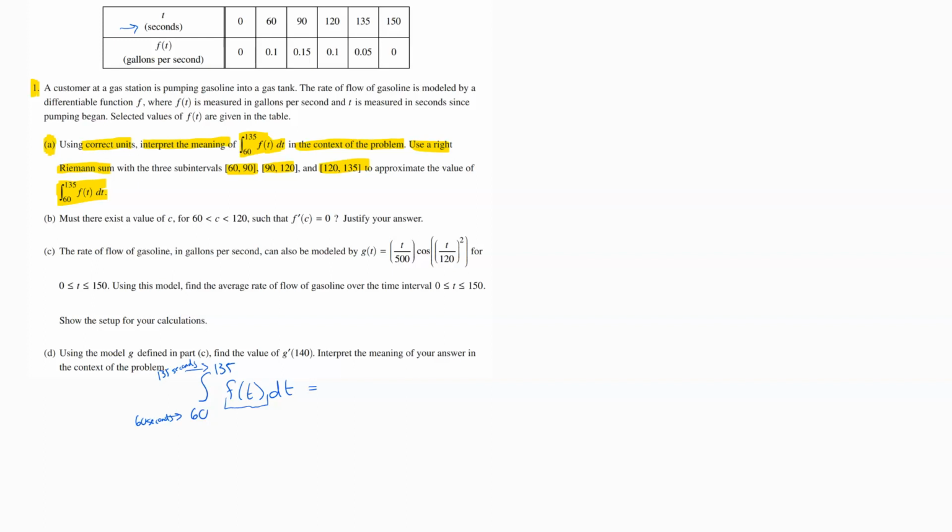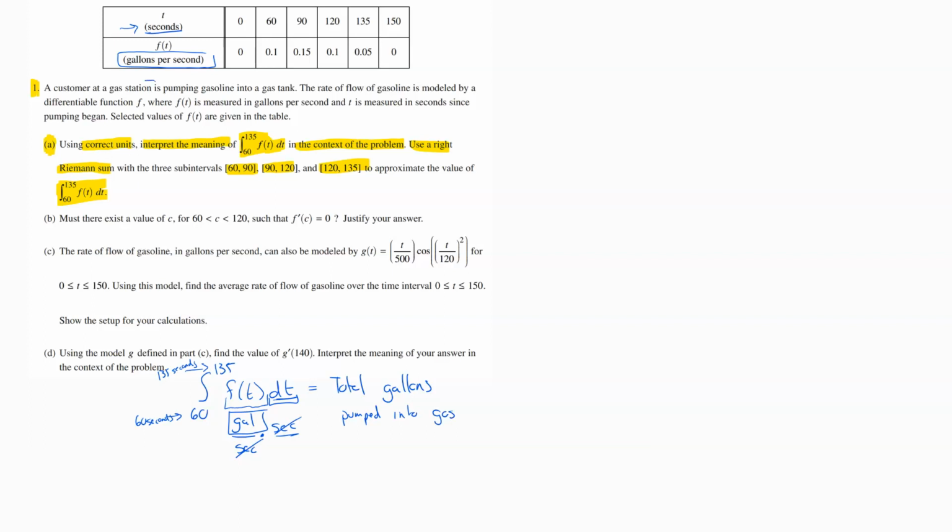The f of t units would be in gallons per second. So this would be gallons per second. And then you're multiplying that by the dt. So the t units here are in seconds. And so what you're getting out now, you'll notice that the seconds cancel with seconds, and so you're getting out the total gallons. And it's the total gallons pumped in, or added to, the gas tank.